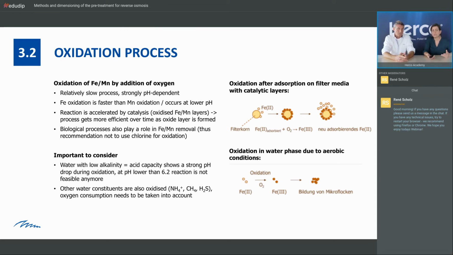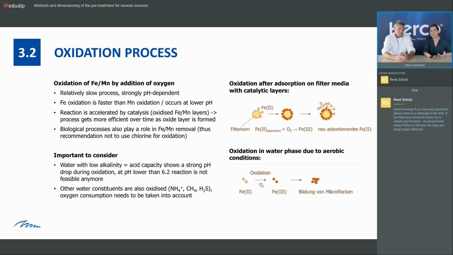What is important to consider here is if you have a water with a low alkalinity or low acid capacity, that means the pH would drop during oxidation because you always get H+ production, so the pH drops anyway. If you have a low alkalinity, it drops quicker, and at a pH lower than 6.2, you don't have any reaction anymore. It's just too slow. So that's why we always ask in the water analysis for the alkalinity and why it's really, really important. We'll see that in a sec for the dimensioning.